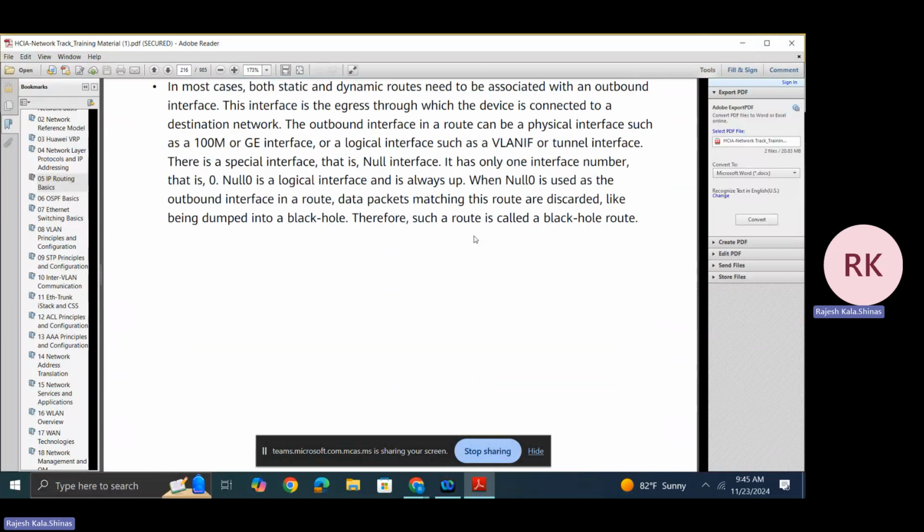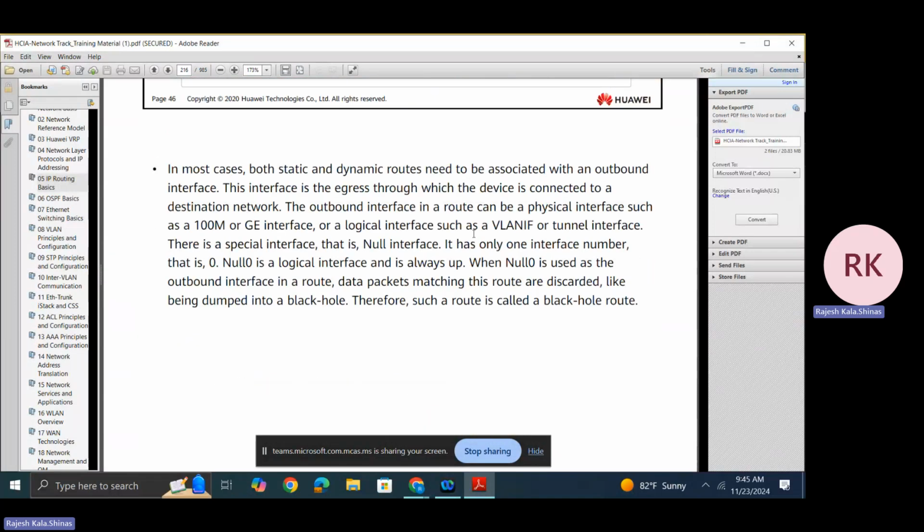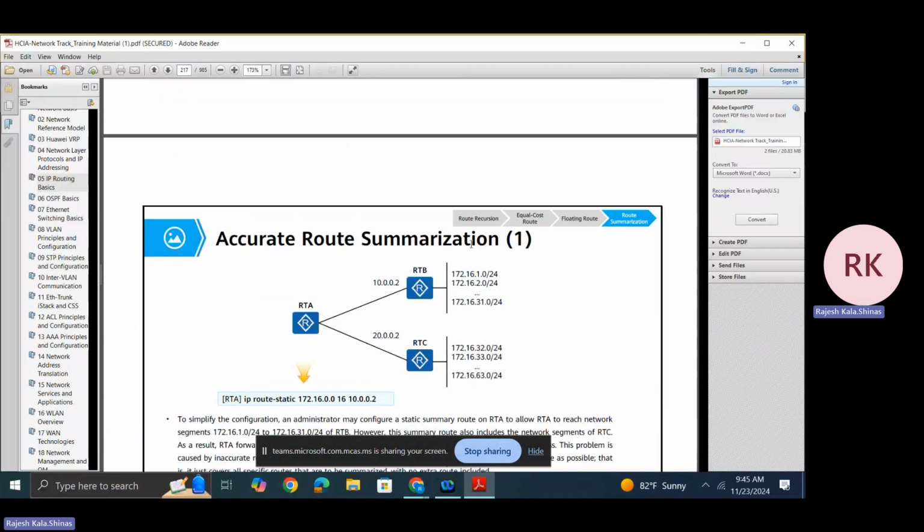Okay, I'm not going into the problem, the black hole and all. We need to see that. Summarization is done again. How to summarize?